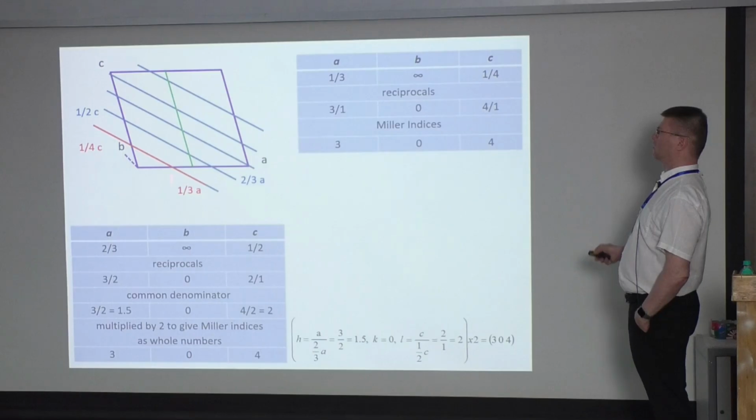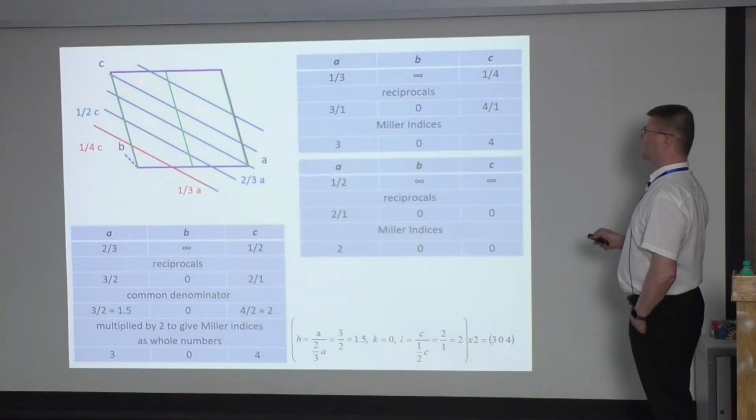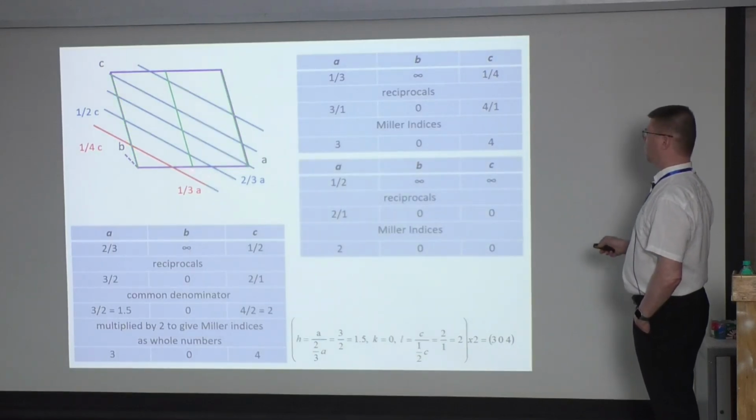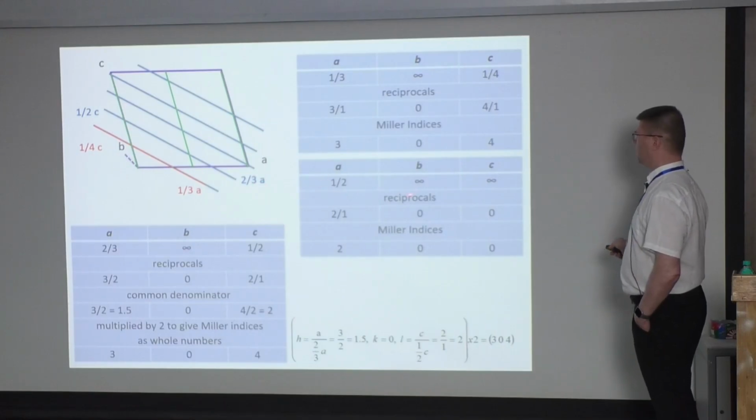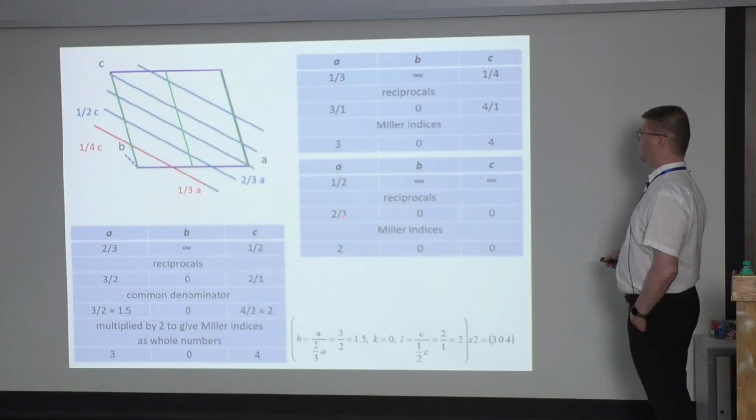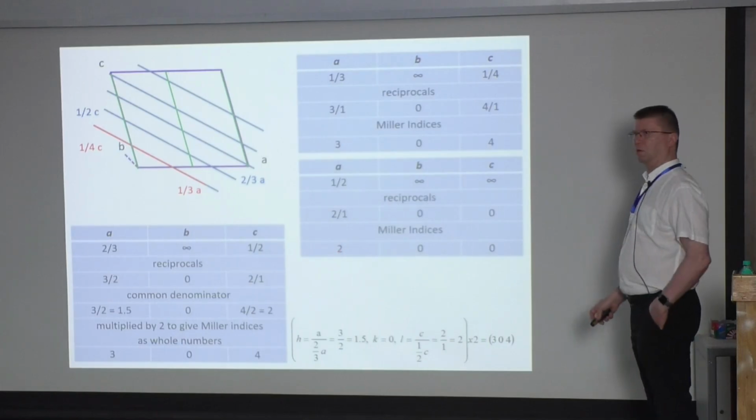Now, what is this? This is the same as there because we now cut A in half, but now it goes along A and B. It doesn't cut them there. They are infinite. We take the reciprocal, it is 2, 0, 0, and then the Miller index of that is 200. So this plane here is 200.